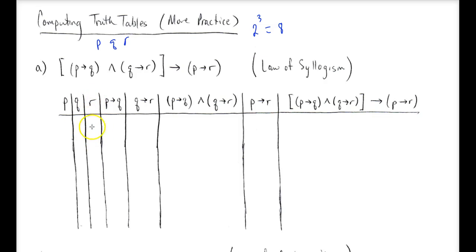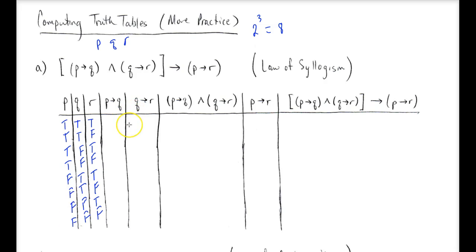So we start off here in the R column: true, false, true, false, true, false, true, false. So we repeat true and false 4 times. In the Q column: true, true, false, false, true, true, false, false. And then in the P column, 4 times true, true, true, true, false, false, false, false.